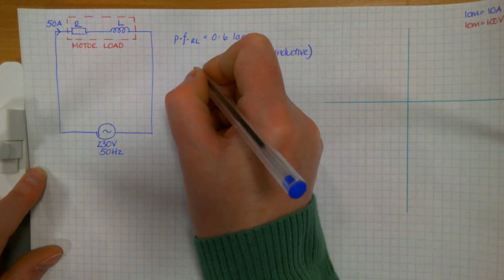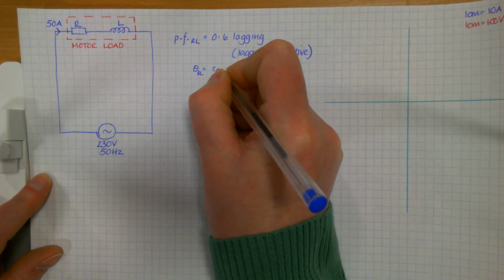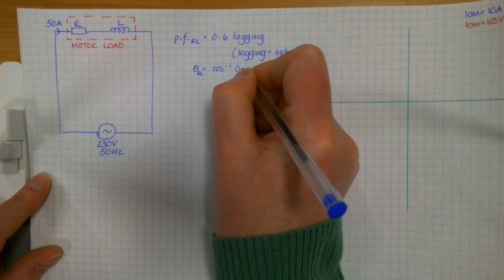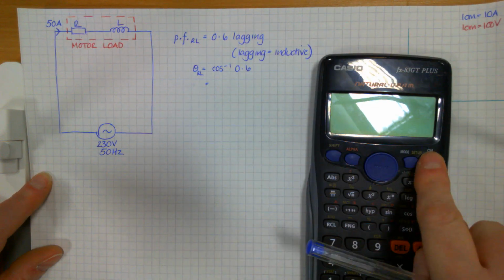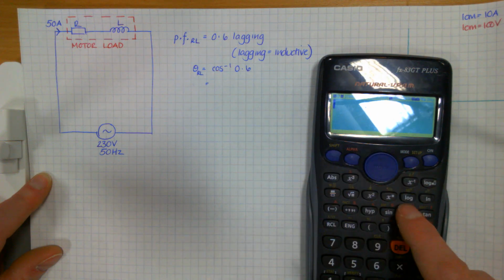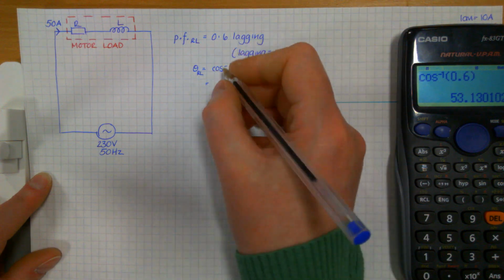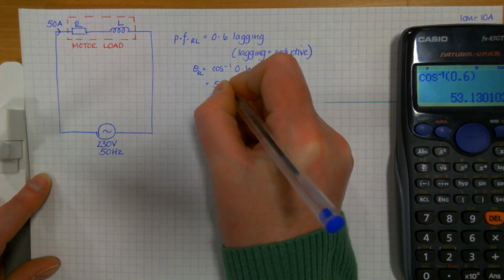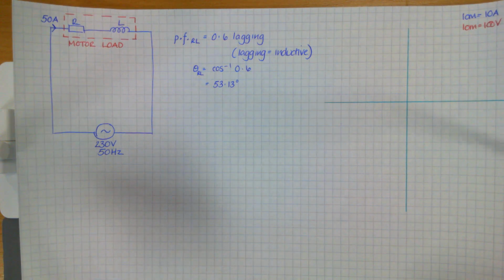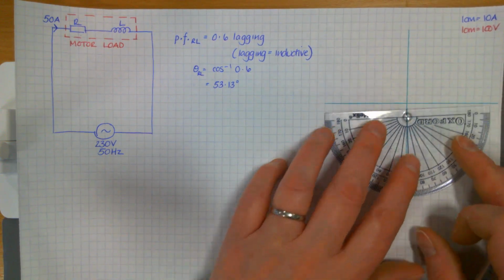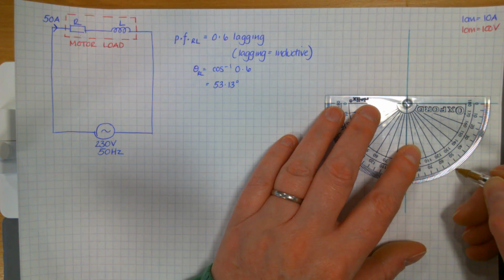So again, from that, you can get the phase angle of the RL branch. We're doing the inverse cos of that 0.6. And that gets you 53.13 degrees. So now you can mark in your IRL on your phasor diagram. 53.13, round about there.